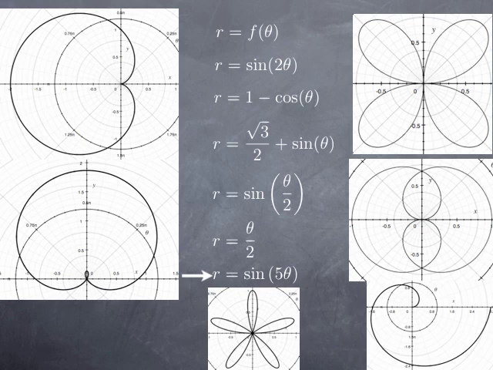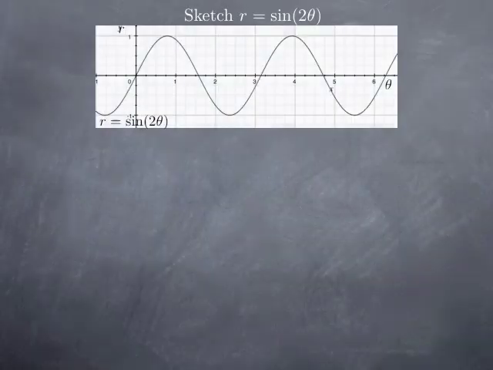So you see that we get a variety of different, interesting looking curves, and we're going to talk about how we go about sketching these things if we don't have a grapher to do it for us. So let's start with a polar curve r equals sine of 2 theta.